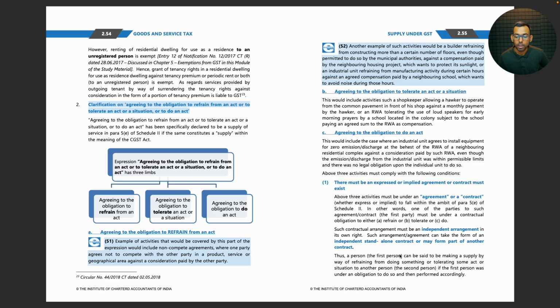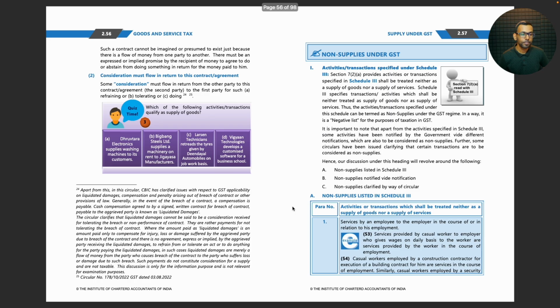Thus, a person can be said to be making a supply by way of refraining from doing something or tolerating some act or situation to another person if the first person was under an obligation to do so and then performed accordingly. Such a contract cannot be imagined or presumed to exist just because there is a flow of money from one party to another. There must be an express or implied promise by the recipient of money to agree to do or abstain from doing something in return for the money paid to him. Consideration must flow in return to this contract or agreement.